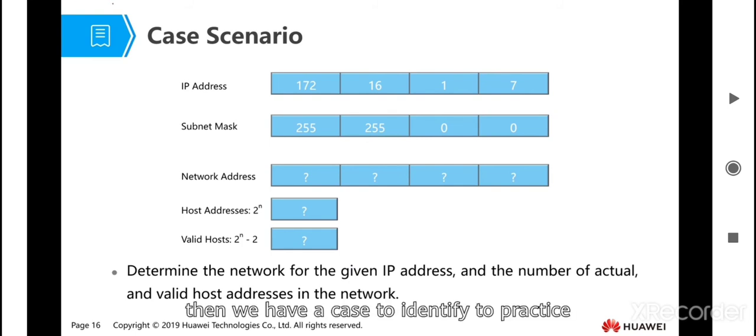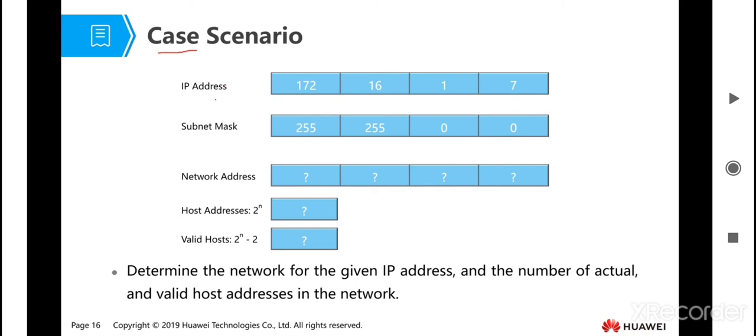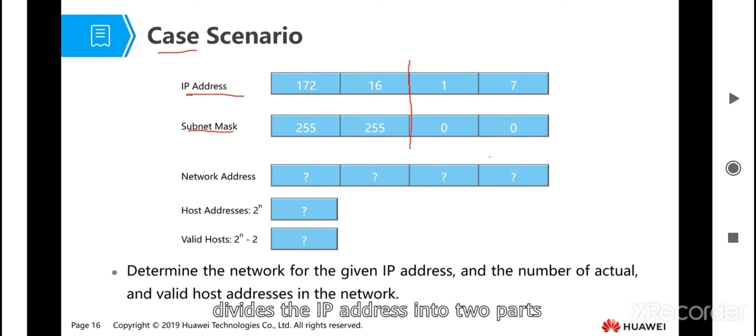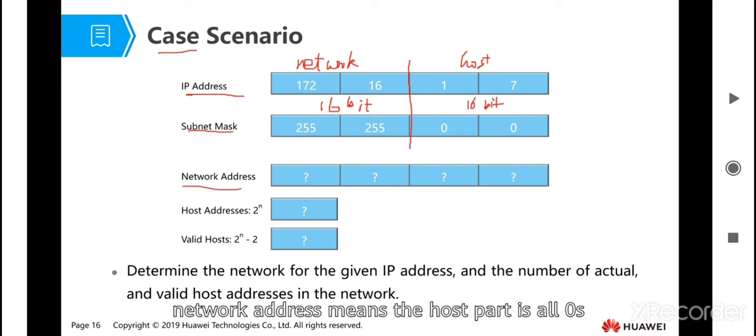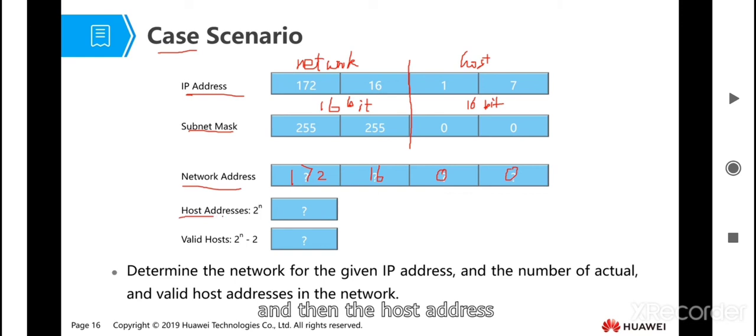Then we have a case to practice. This is the IP address and this is the subnet mask. The subnet mask divides the IP address into 2 parts. This is the network part, which is 2 bytes, 16 bits long, and the host part is also 16 bits long. Then what is the network address? The network address means the host part is all zeros, so the network address is 172.16.0.0.